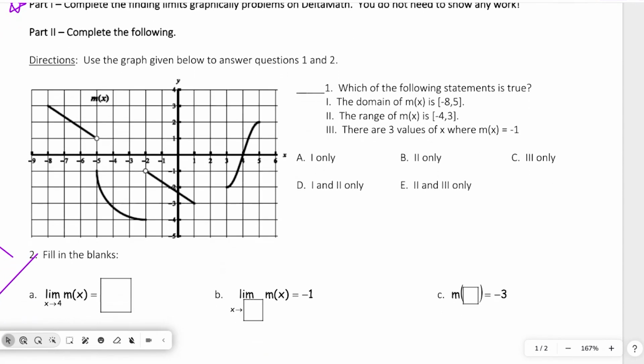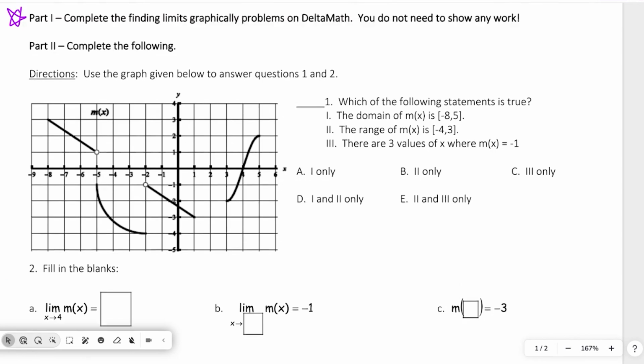It says use the graph given below to answer questions 1 and 2. Number 1 says, which of the following statements is true? So let's just run through these. 1 says the domain of this function, m of x, is all values between -8 and 5. So in order for this to be false, we just need to find one counterexample. In other words, one x value where the function's not defined between -8 and 5.